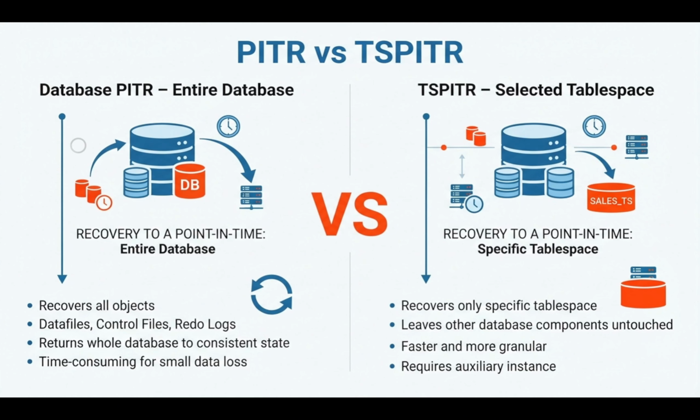Let's make the difference very clear. With database point-in-time recovery, the recovery scope is the entire database. With tablespace point-in-time recovery, the scope is one or more selected tablespaces. So imagine you have 10 applications running inside your database and only one application has a data problem. Database point-in-time recovery could affect all 10 applications. Tablespace point-in-time recovery allows you to focus on the affected tablespace. That's why tablespace point-in-time recovery can provide more granular recovery and potentially less business disruption.